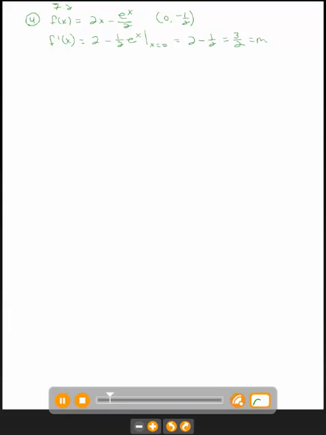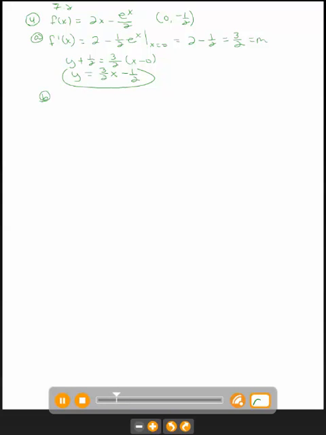So now I can write my equation. y minus the y value equals m, the slope, times x minus the x value. So y is equal to 3/2 x minus 1/2. And this was part A. So there's my equation. Part B, find the points on the graph where the tangent line is horizontal.